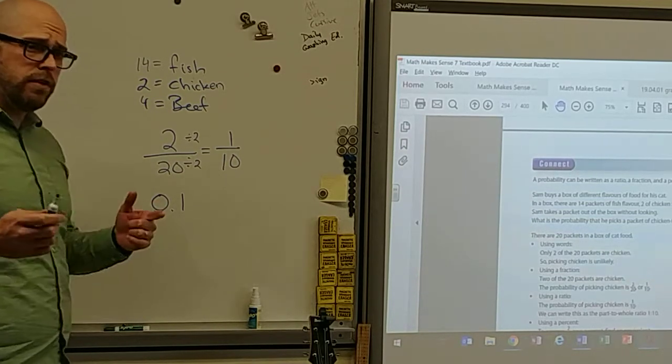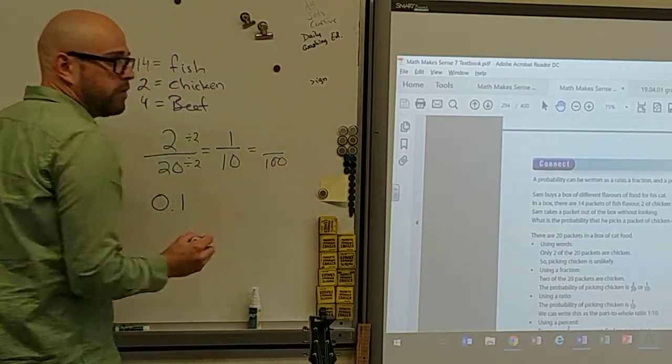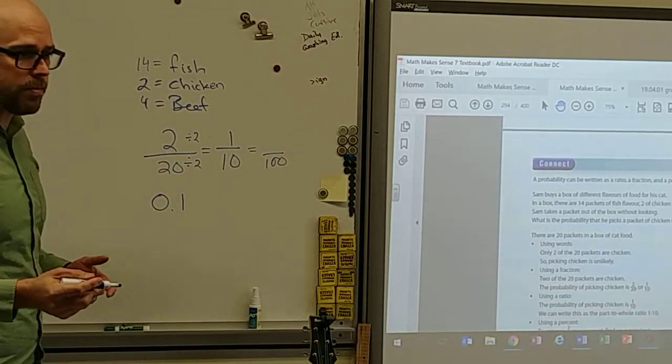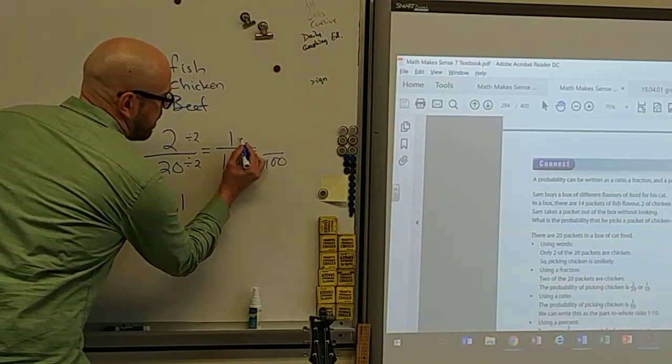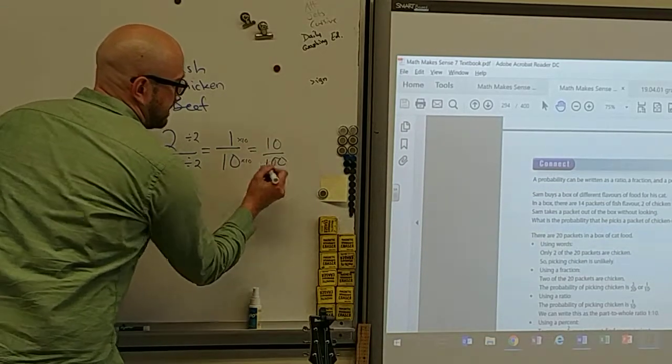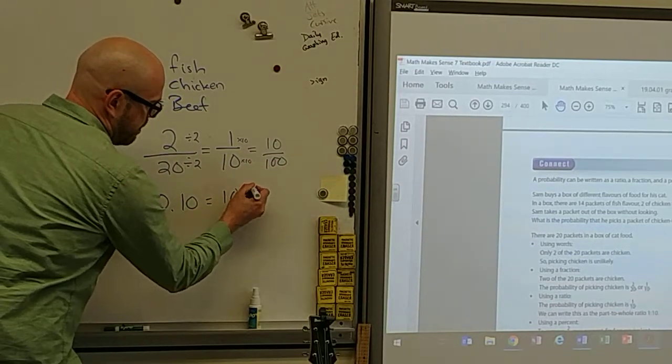10%. And if you're not sure, we could always just go like this and try to turn it into something over 100. It's really easy to make a percent when you turn something over 100. And to do that, I'd have to go same top and bottom. And that would give me 10 out of 100, or 10 hundredths, or 10%.